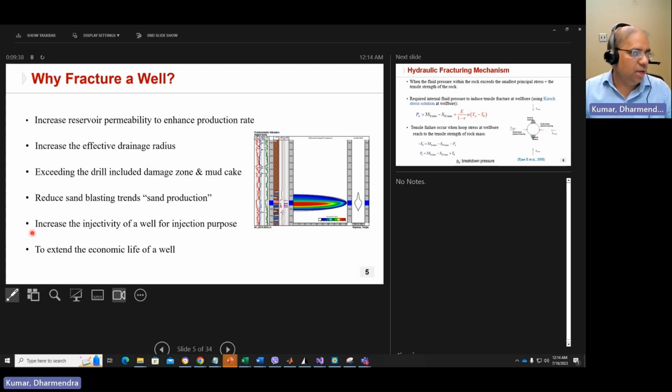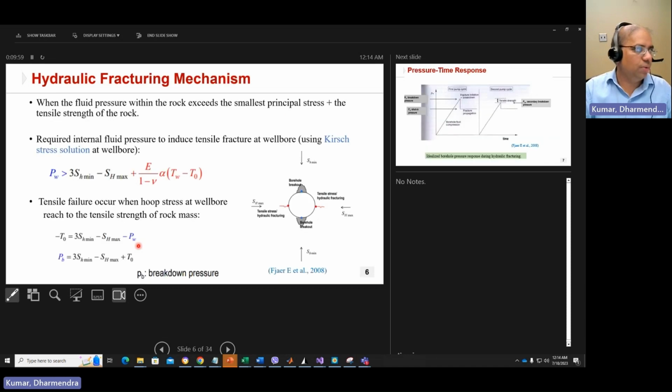By hydraulic fracturing we can also reduce stress concentration, and we can control sand production. Also, like I mentioned earlier, for the CCUS case, we use hydraulic fracturing to increase injectivity of a well for injection purposes. And overall, hydraulic fracturing can increase the economic life of a well. So these are the main factors why we need to do hydraulic fracturing in oil and gas wells. So let's see the basic mechanism of hydraulic fracturing.